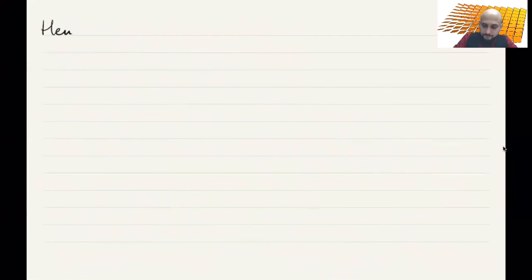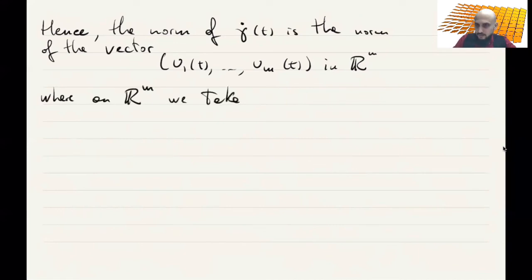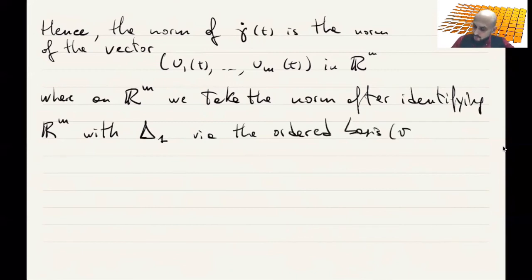Let me write this. So hence, the norm of gamma dot t is the norm of the vector u1(t), ..., um(t) in Rm, where on Rm we take the norm after identifying Rm with delta 1 via the ordered basis v1, ..., vm.